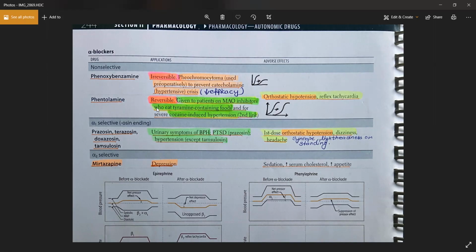But why non-selective? Why not alpha-1 selectives? Well, that's a matter of research. I really don't know, and I just know this much only. It's kind of step 2 stuff, I think. Why this drug, why not the other ones? I just know this much only, okay?